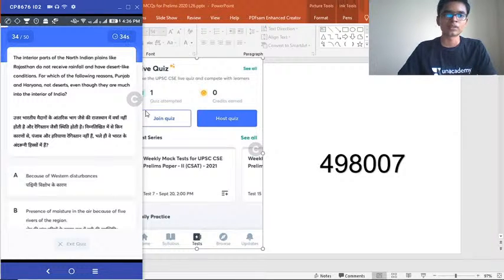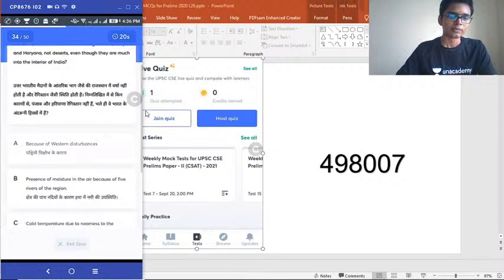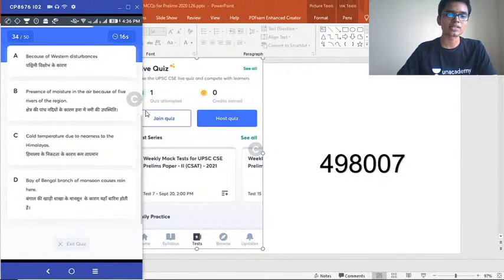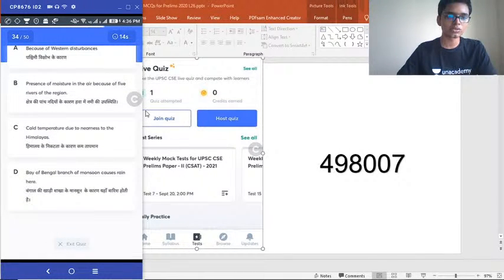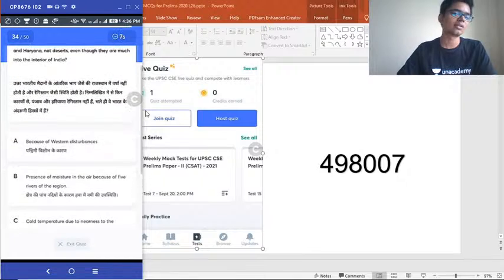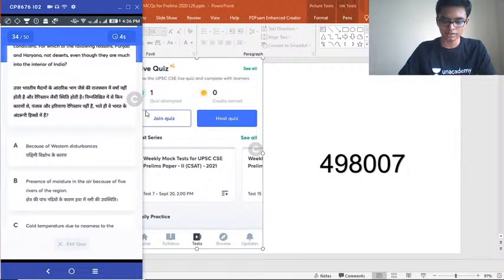Question 34. The interior parts of North Indian plains like Rajasthan do not receive rainfall and have desert-like conditions. For which of the following reasons are Punjab and Haryana not deserts even though they are much into the interior of India? Because of western disturbances, presence of moisture in the air because of 5 rivers in the region, cold temperature due to nearness to Himalayas, Bay of Bengal branch of monsoon causing rain here. Which of these are the reasons for Punjab and Haryana to get rains?